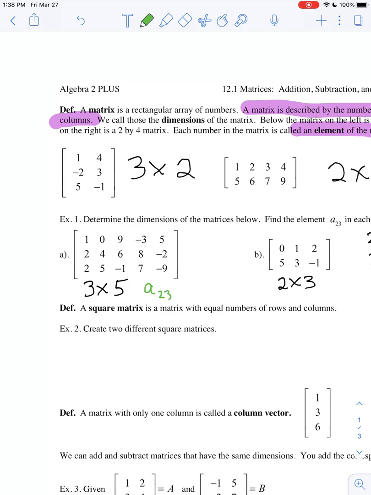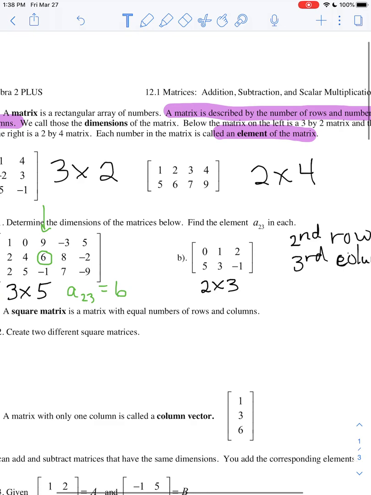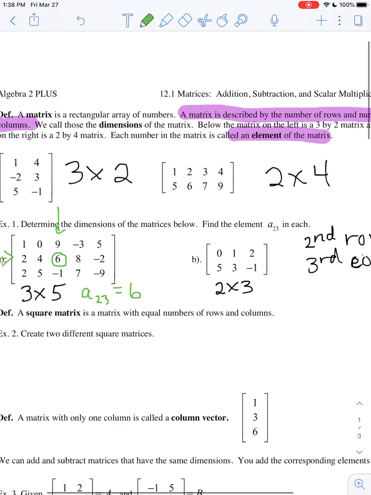So if I want to find A sub 2, 3, I'm going to go to the second row and the third column. The second row, third column in part A would be 6. So let's do that in part B. If I want to go to the second row and the third column, A sub 2, 3 is -1. Okay, so I think you're really going to like matrices.